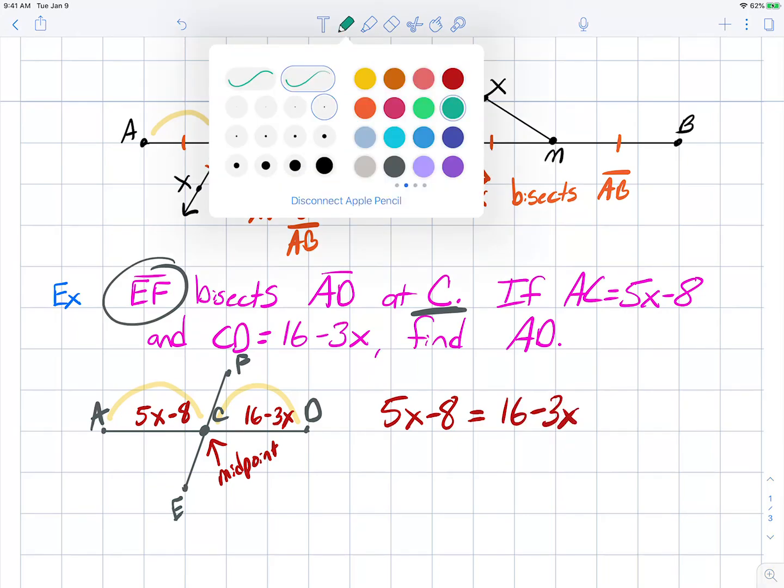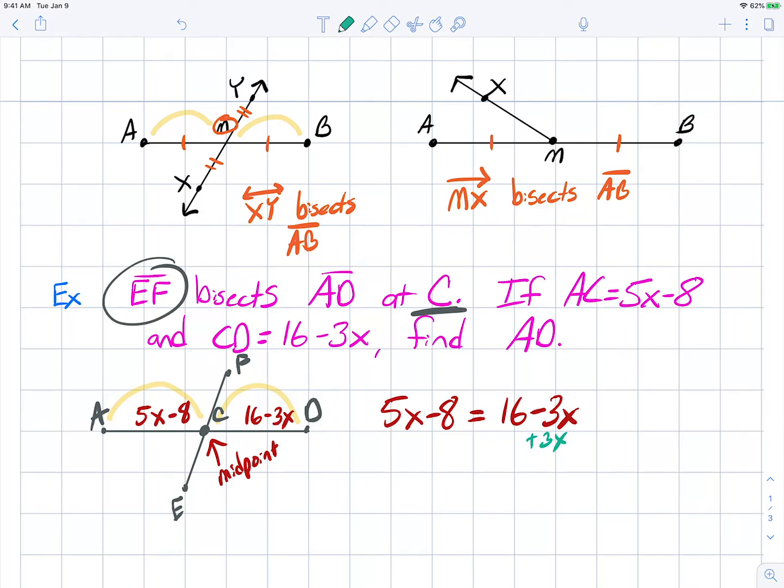So I'm going to solve this equation. I'm going to add 3x to both sides, and at the same time I'm going to add 8 to both sides just to get a bunch of stuff done. So I have 8x equals 24, and if I divide both sides by 8, I get x equals 3. Now I need to make sure I'm answering the question, so always go back to what you were asked. It was asked to find AD.